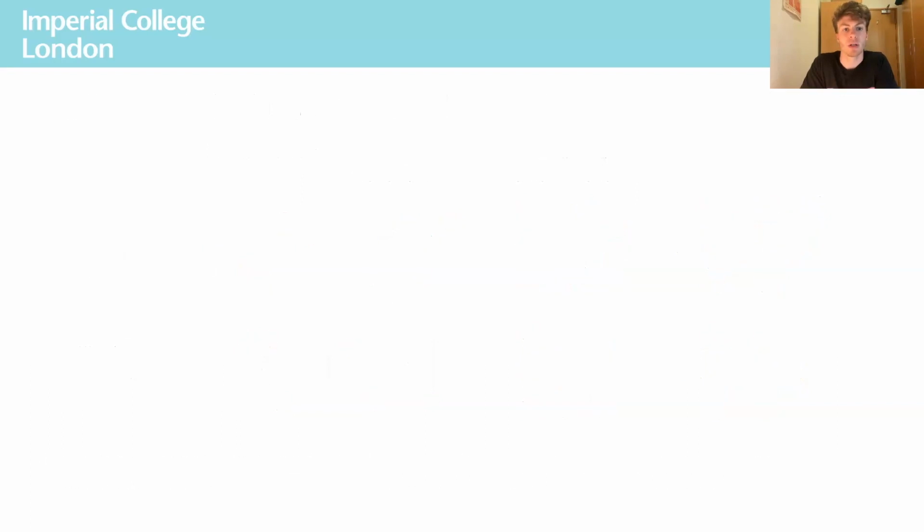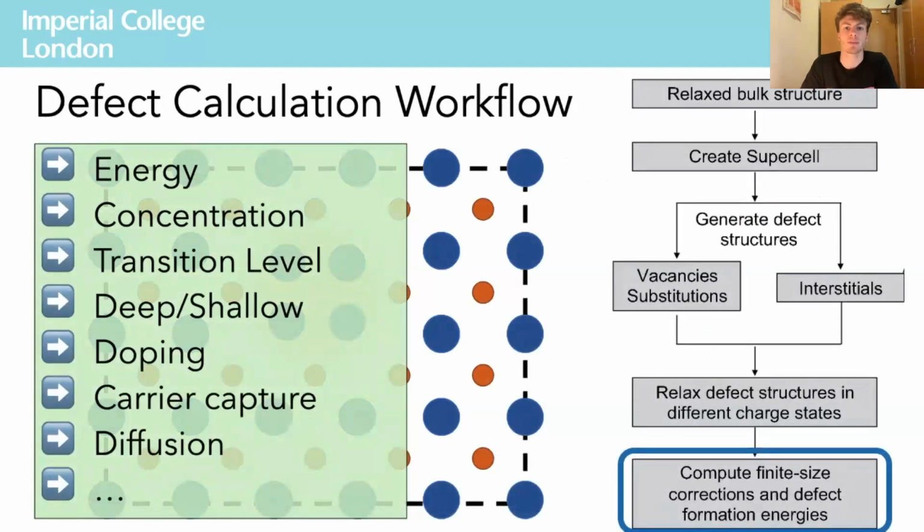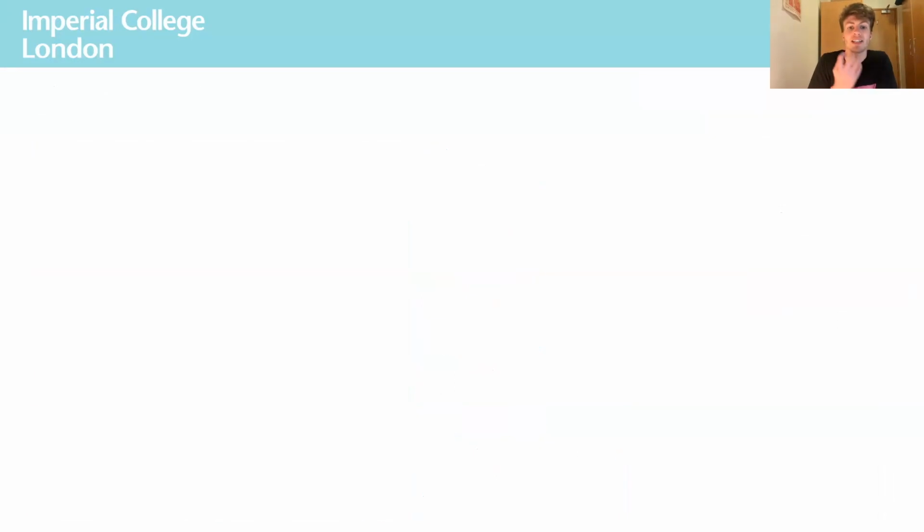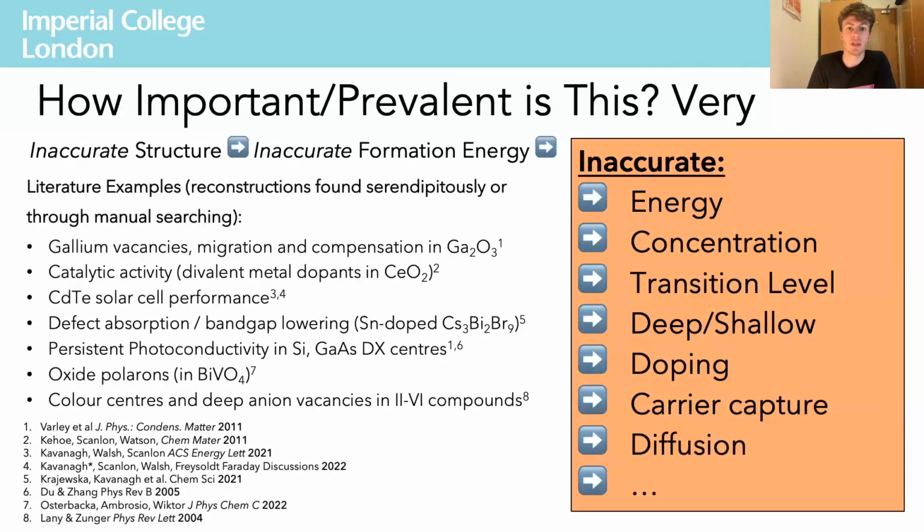The next question we might ask is, how important can this behavior be? Well, if we remind ourselves of the fact that the defect structure gives us all the properties associated with the defect, we can see that an inaccurate structure will give an inaccurate formation energy and thus inaccurate derived properties. So we're not the first to note this behavior, and here are a few examples from the literature where it had been found serendipitously or through blunt force manual searching with chemical intuition before. But what we've done is to try and show how prevalent this behavior actually is, which of course is something that you don't really know until you actually go looking.